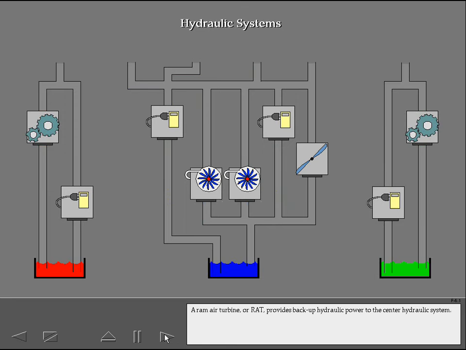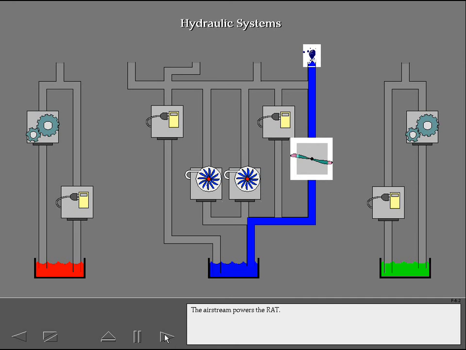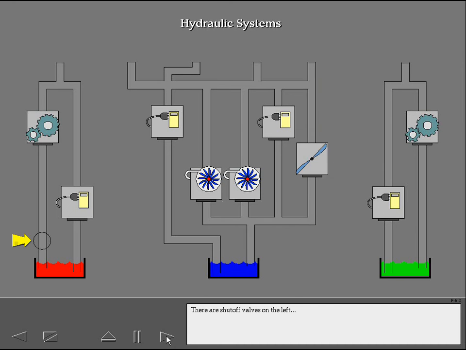A ram air turbine or RAT provides backup hydraulic power to the center hydraulic system. The airstream powers the RAT. There are shutoff valves on the left and right hydraulic systems and isolation valves on the center hydraulic system. The valves close during certain non-normal conditions.